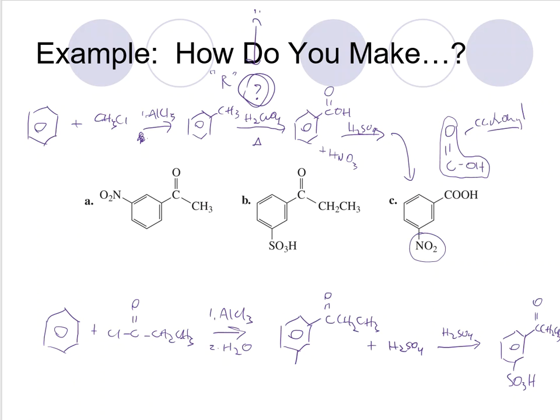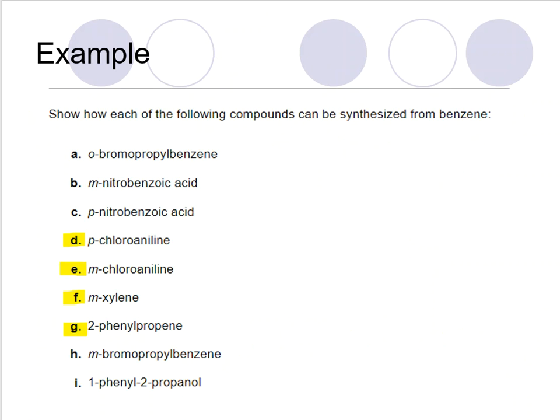All right, now let's take a look at another example. Show how each of the following compounds can be synthesized from benzene. A, B, C, D, E, F, G, H, I. I mean, they might as well have gone to Z. I've highlighted 4 of these: D, E, F, and G.